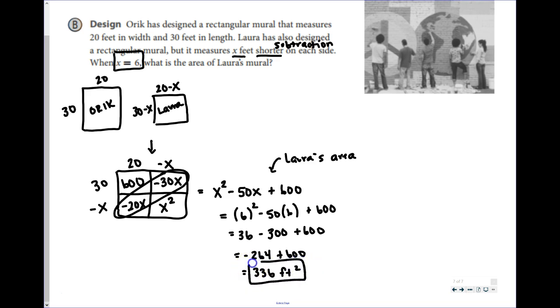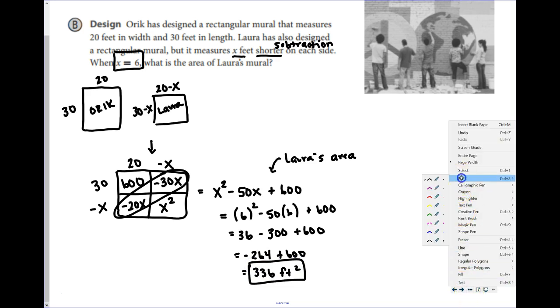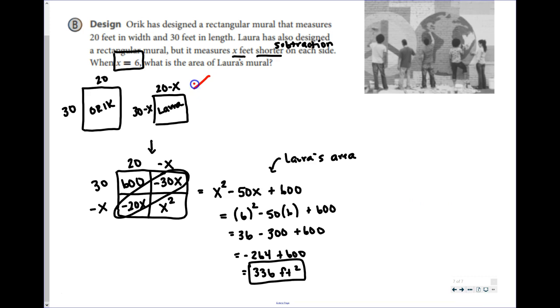Okay, so a little bit more complex, a little bit more critical thinking. This part here of drawing the rectangle is super important, right? Drawing that picture and understanding the idea of making something shorter means we're subtracting. If we had said that Laura's area was 8 feet longer, then we do 20 plus x, right? Those words mean something. Those adjectives and description words, they matter, okay? So read really carefully when you do a word problem, all right?